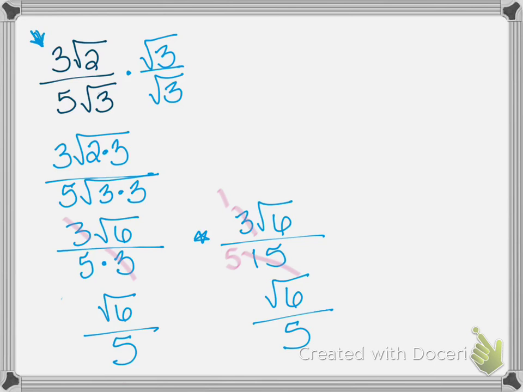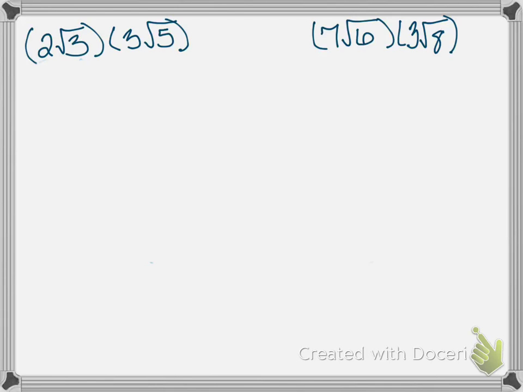Now, what we are going to do next is some multiplying. You've already done a little bit of multiplying here, so we're going to do some more. When you are multiplying radicals, you multiply the numbers that are on the outside, then you multiply the numbers that are on the inside. They can't cross over to each other. So the first thing I'm going to do is multiply my 2 times my 3. What is 2 times 3? 6.